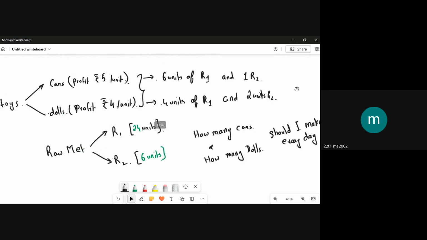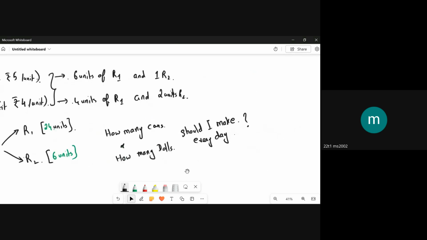I'm just repeating the problem for the sake of completeness. I'm a manufacturer. I make 2 types of products, cars and dolls. When I sell a car, I make a profit of 5 units. When I sell a doll, I make a profit of 4 units per unit. I need 6 units of raw material 1 and 1 unit of raw material 2 to make a car, whereas for a doll, I need 4 units of R1 and 2 units of R2. That is the raw material requirement. And every day, I'm going to purchase 24 units of R1 and 6 units of R2.